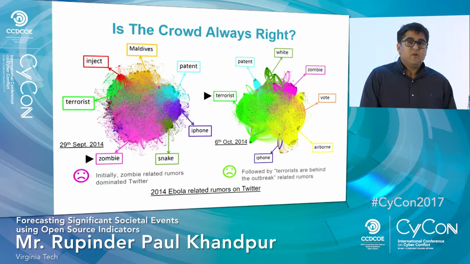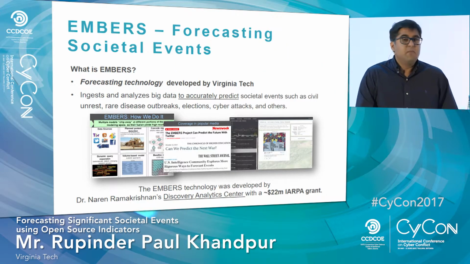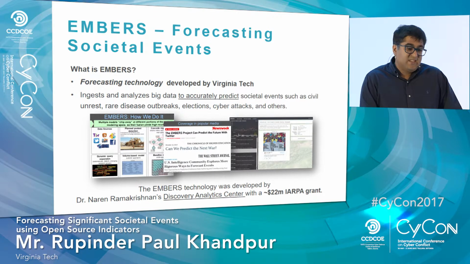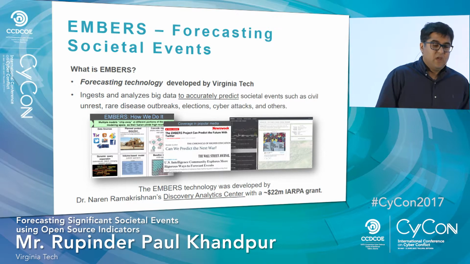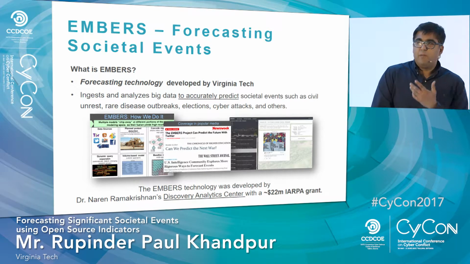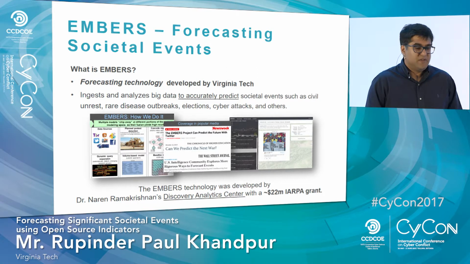So this is what we set out to build with EMBERS. EMBERS stands for Early Model-Based Event Recognition Using Surrogates. This is a technology that was developed by Virginia Tech along with other academic partners. Its goal is to analyze big data to study population dynamics and forecast events for a variety of verticals. And this was a 22 million IARPA grant. I'm going to give you a brief background about what EMBERS is.